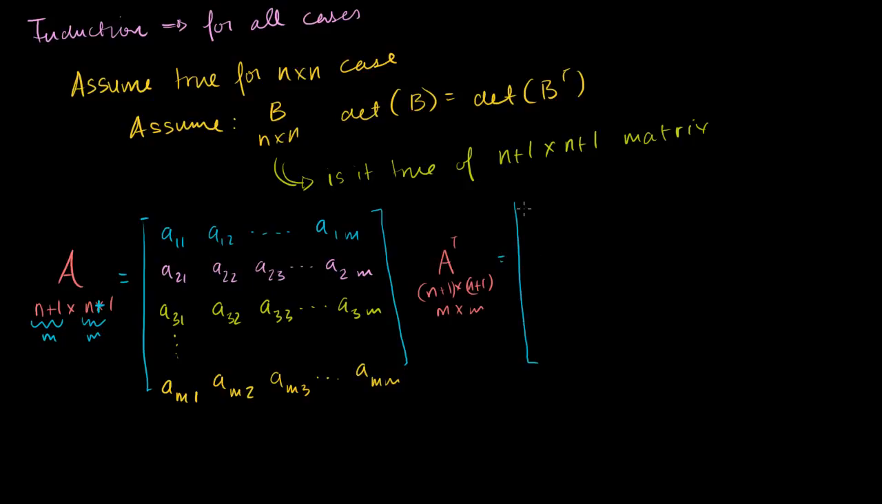Let's see, so the transpose of that, this row becomes a column, so it becomes A11. Then this entry right here is A12. It's this entry right there. Then you can go all the way down to A1m. Then this pink row becomes a pink column here.